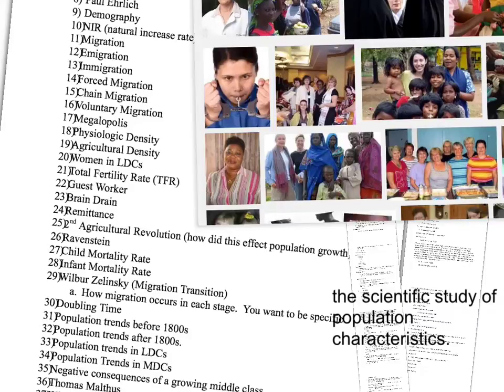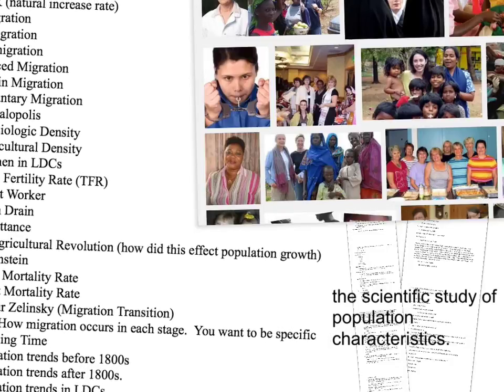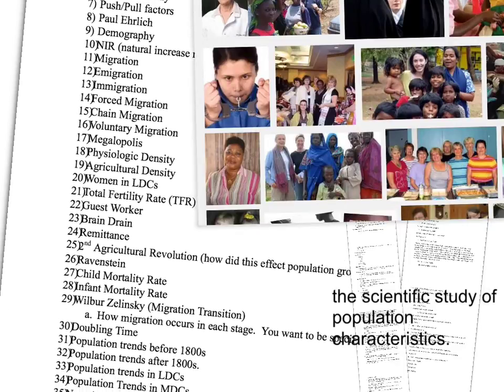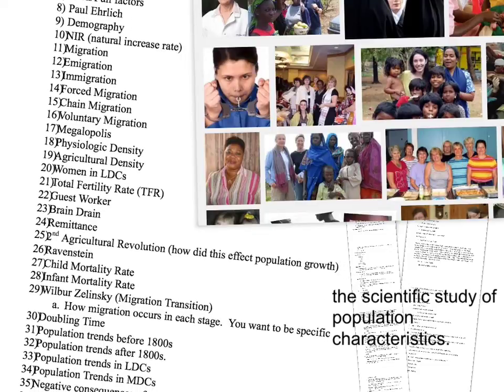On to the second agricultural revolution. I don't necessarily want you to tell me about the second agricultural revolution as a movement, but rather I'm specifically asking you, how did it affect population growth? All right? I'm looking for basically the following. The second agricultural revolution is the time when people started to substantially increase the yields that food was able to provide.